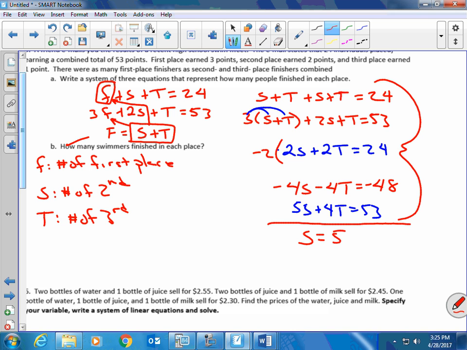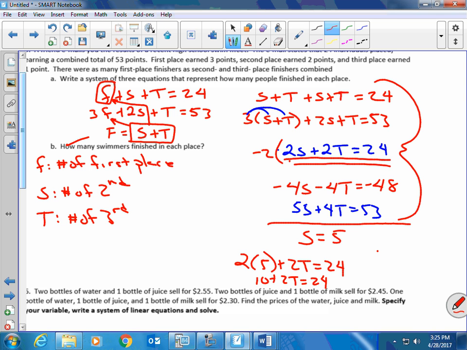It does not matter which one. I think this guy right here in the middle looks the easiest. So I have 2 times S. S is 5. Plus 2 times T equals 24. 2 times 5 is 10.